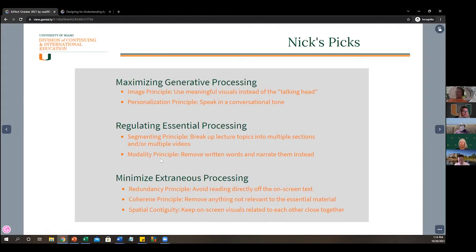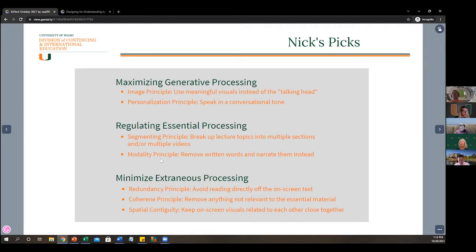But if you have a lot of on-screen text, I know we have things to consider with ADA compliance, and we have ways to adhere to that. But if you can take written word and remove it from being on-screen text and replace that with narrated words as opposed to written words, that's going to go a lot further with maximizing the processing that the students are going to be doing with trying to learn the essential information.